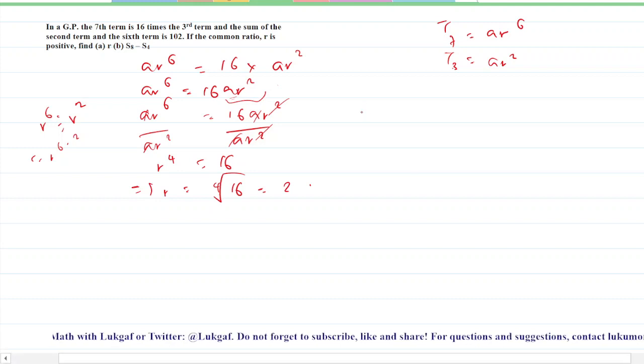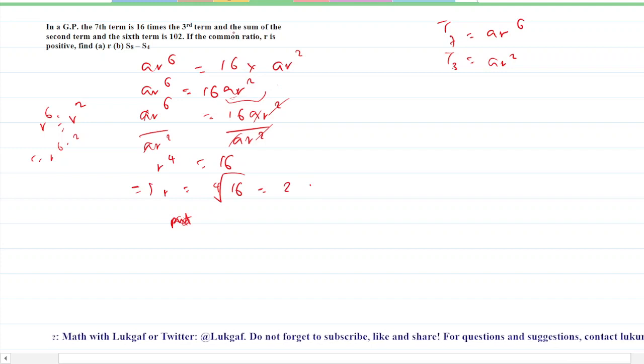I can find the value of my A from there. You understand? So I can find the value of my A from there. So now you can say put... Or before we do that, let us continue with the question. So we know already now that my r is equal to 2.